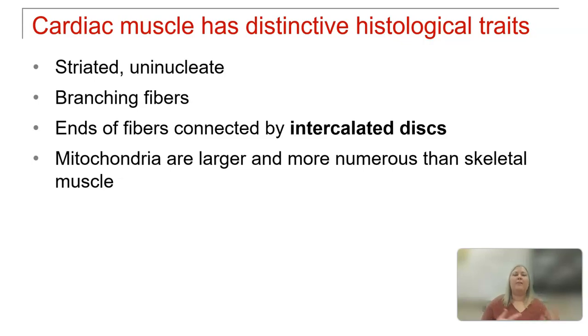So the way that these contractions are regulated is because the cardiac muscle has really interesting histological traits. So we look at a cellular level. Each cardiac muscle cell is striated, so it has alternating bands of actin and myosin. It has one nucleus, but it has branching fibers. It's almost like it's reaching out and holding hands with all of the adjacent cardiac muscle fibers.